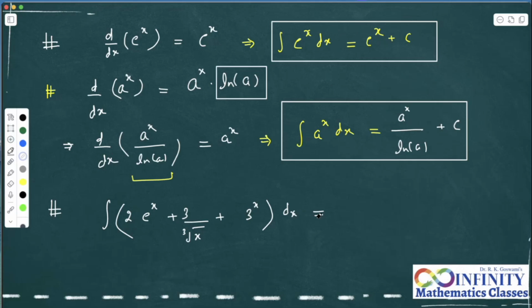You distribute the integral. Perfectly okay. Which is 2e exponent x. Then after it is 3 divided by x exponent 1 by 3. I will take this x term maybe in the next step in the numerator. And the last term is going to be the integration of 3 power x. Can you please tell me, 3 power x, what type of function is it? Is it polynomial or exponential?